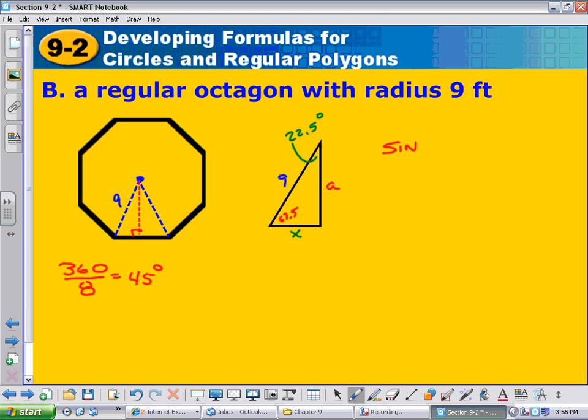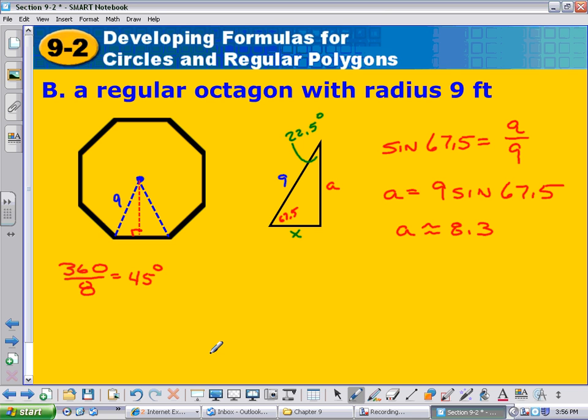So the sine of 67.5 equals opposite A over hypotenuse, which is 9. And if we solve for A right there, A is going to equal 9 times the sine of 67.5. So A is approximately 8.3. All right, so there's your apothem. Now we need that x value too. In order to figure out the perimeter, we have to know one of the side lengths of this thing. So if we can find x and double it, we can get that.